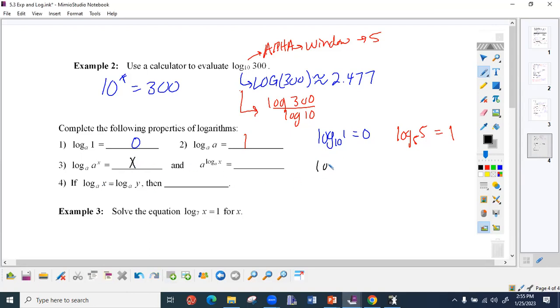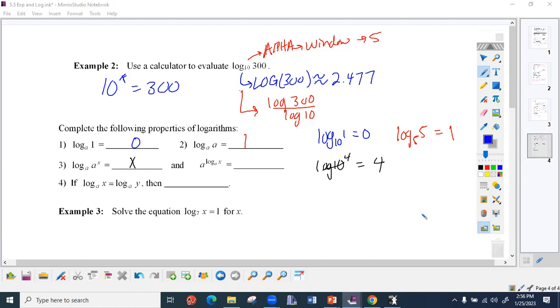So for example, if we had log base 10 of 10 to the 4. Even though there's no base written there, what is the base of that log? 10, because that's our common log. So guess what? This goes away, and all I'm left with is 4. I didn't cross out the 4. It's still there.